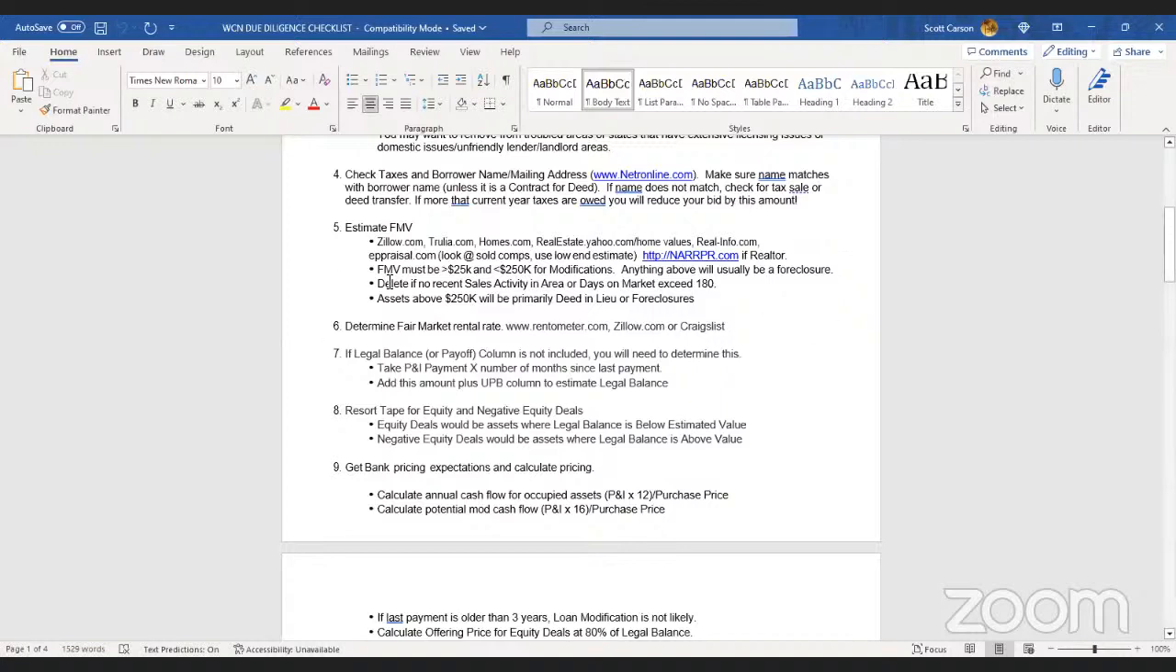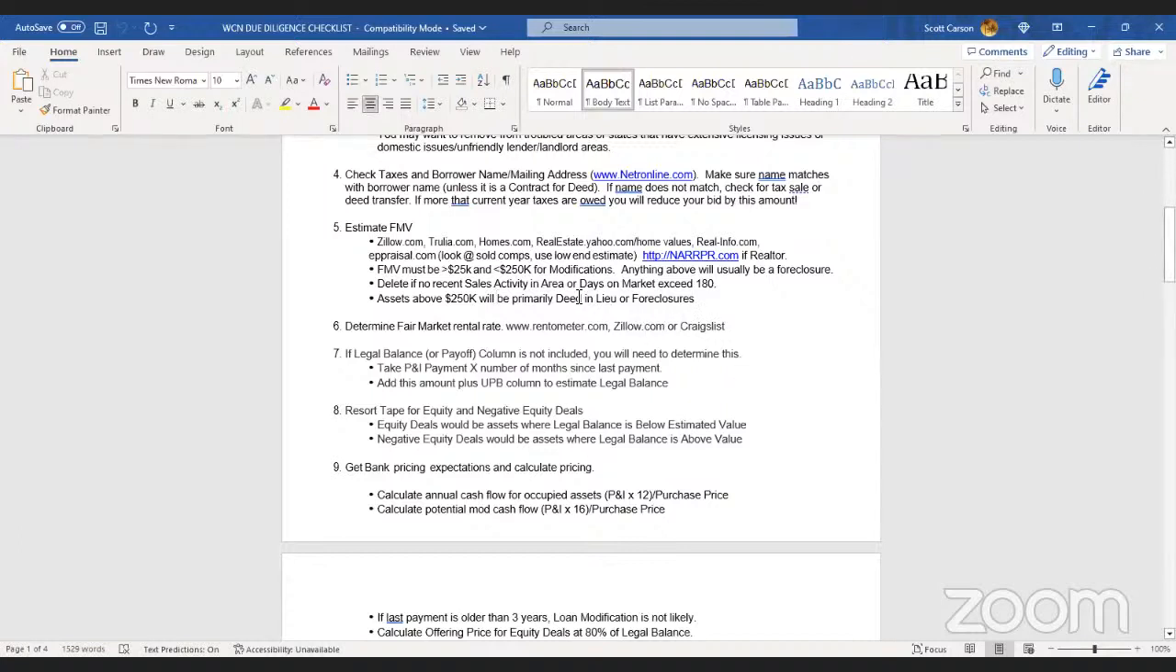Like I said, I want my fair market value to be greater than 25, and then really less than 250 for modifications. Anything really over 250, 300,000, it's going to be harder to modify, and the most accurate play as an ROI is going to be to foreclose in most cases. Okay, and take the property back or a deed in lieu.